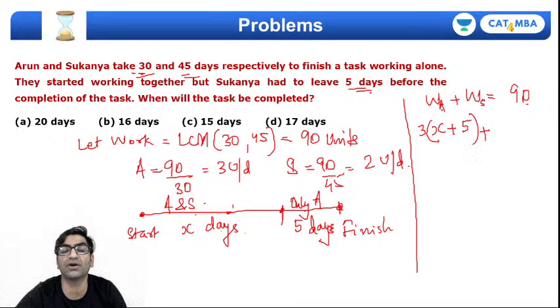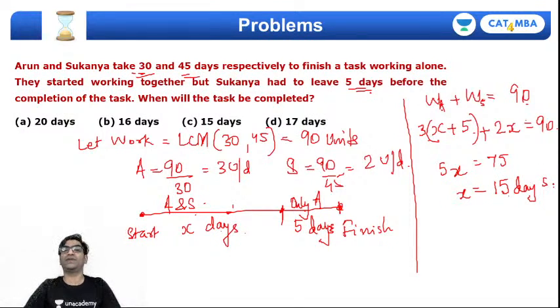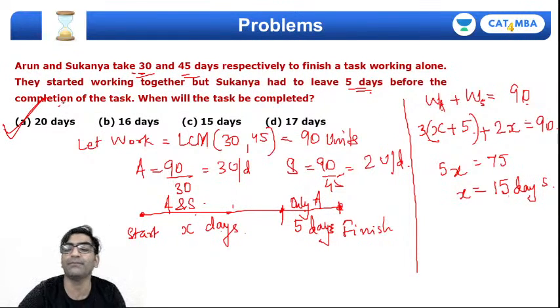Sukanya, on the other hand, will work only for the first X days, and Sukanya's rate is 2. So plus 2 into X, and this equation is equal to 90. So 3X plus 2X is 5X. This is 3 into 5, 15. 90 minus 15 will become 75. So X is, 5 fives are 25, so 15 days. So Arun and Sukanya work for 15 days, followed by 5 days when Arun works alone. So when will the task be completed? Answer is option A. Right? So this is approach 1.